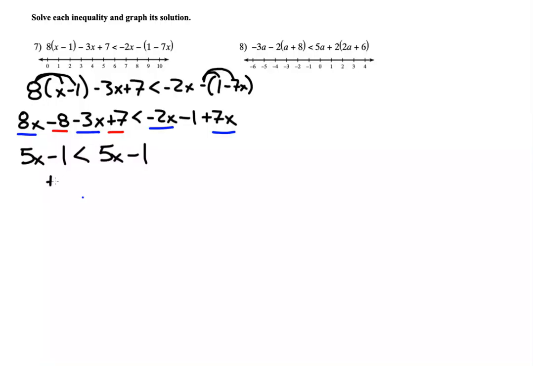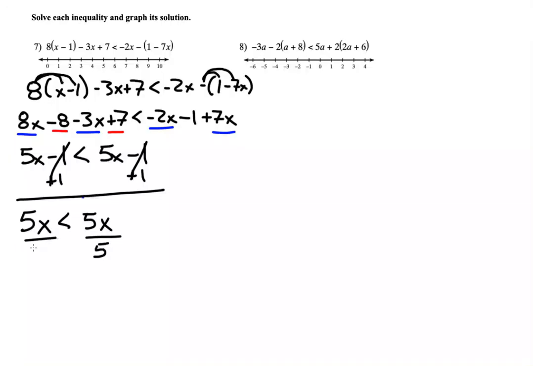If I add 1 to both sides, those cancel, and I have 5x is less than 5x. If I divide by 5, I have x is less than x. So when is x less than x? And the answer is never. There is no solution. So the answer to this one is actually no solution.